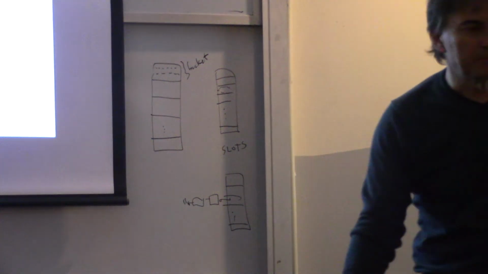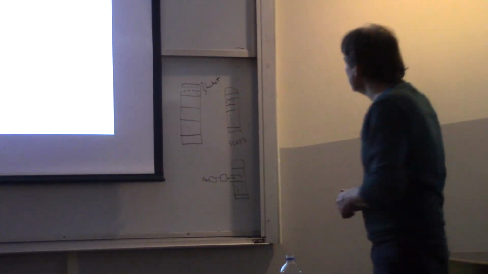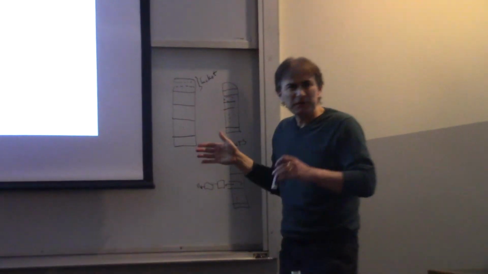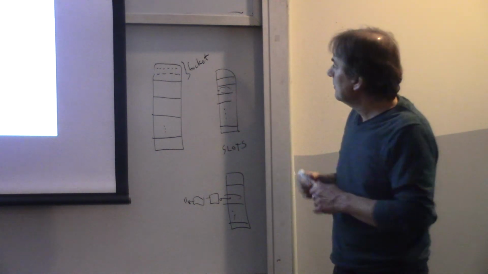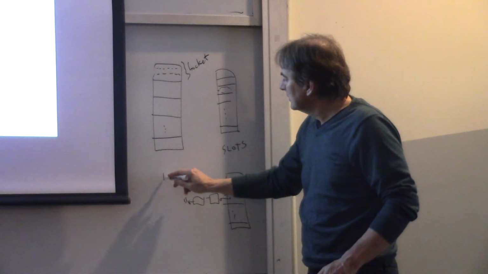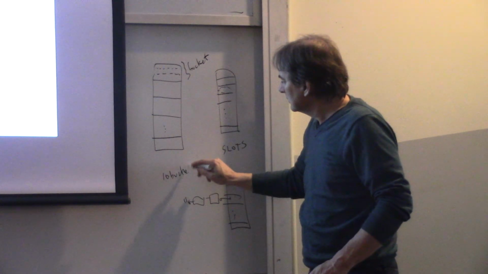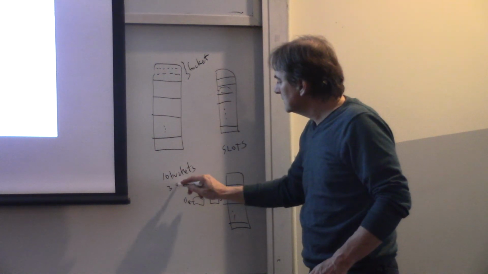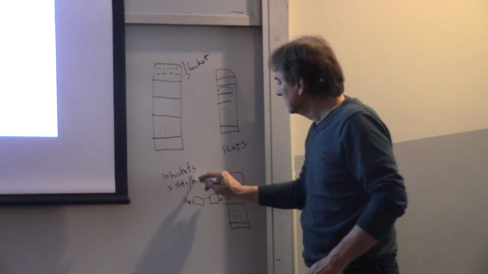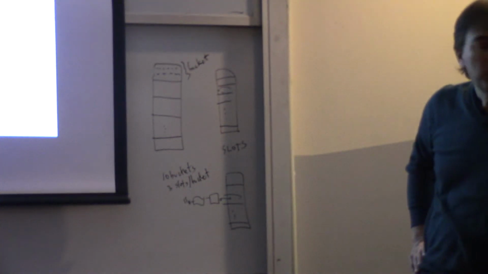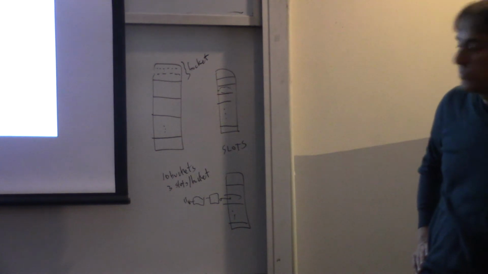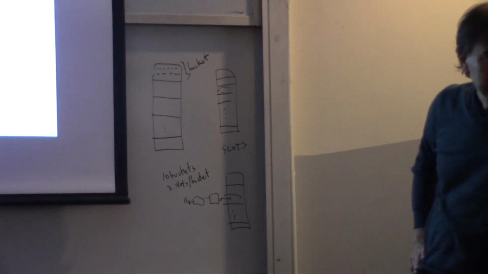So let's think about it this way. Suppose, to make it very simple, I have 30 records, and I decide to have 10 buckets with 3 slots per bucket. Can I fit all the records in there? Yes. Okay, is it a good idea? No, it is not. Why not? Because the density is 100%.